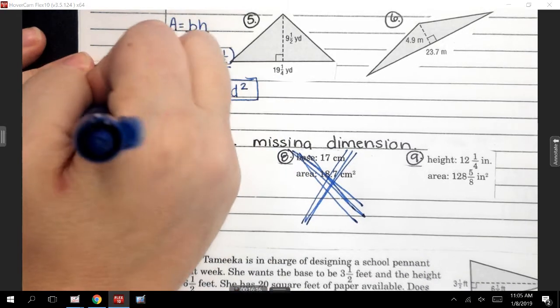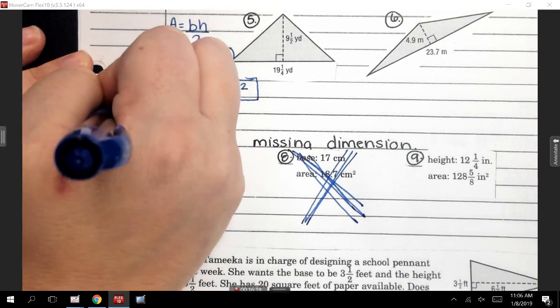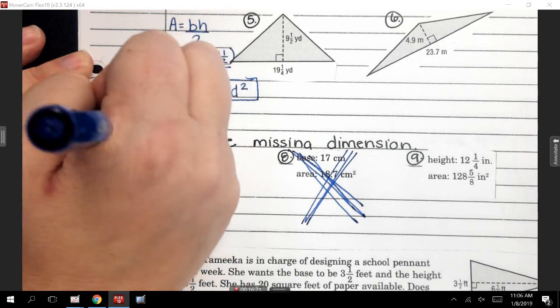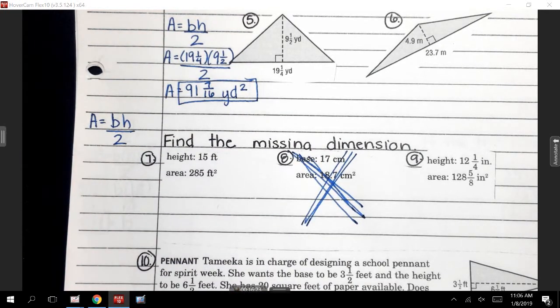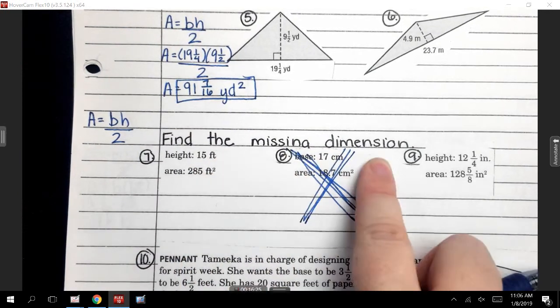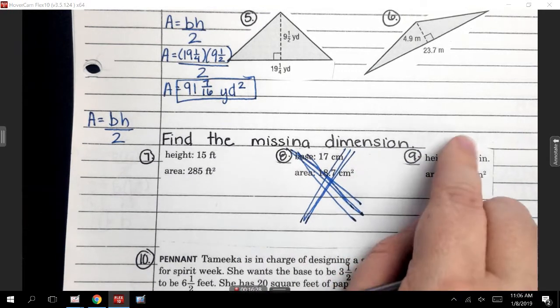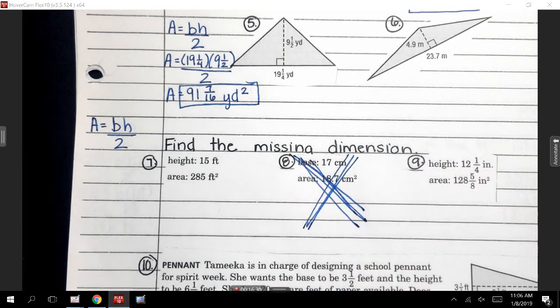Number 7. Area equals base times height divided by 2. And y'all, I got real sloppy on your notes. It says find the missing dimension. It should have said of the triangle. But what shape have we been talking about?